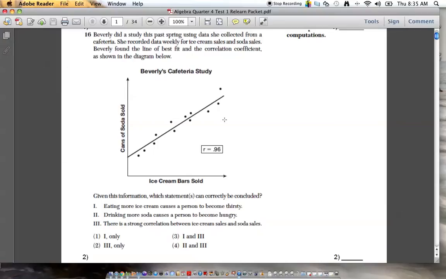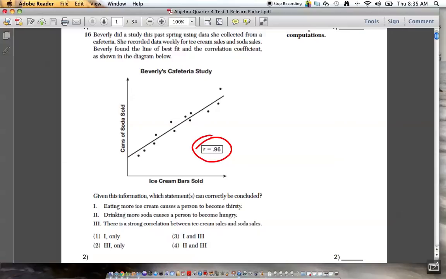Beverly did a study this past spring using data she collected from a cafeteria. She records the data and she makes a scatter plot. Then she draws this particular line. And in the line of best fit, it says that the correlation coefficient, which is right here, R. Remember to get that on your calculator, make sure catalog diagnostics are on, and then when we do linear regression, it'll tell us the R value, or the correlation coefficient. And it says here, what can you conclude?